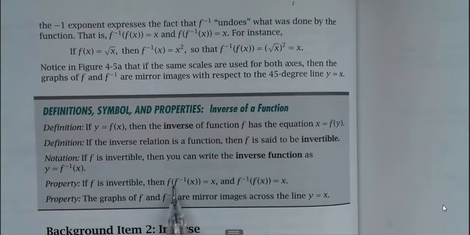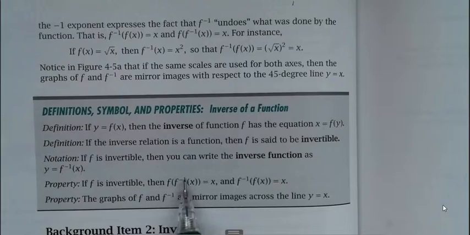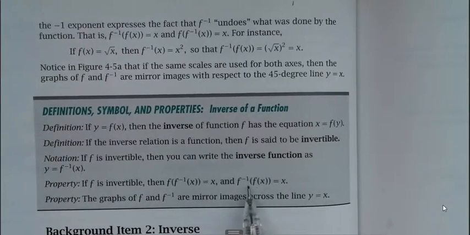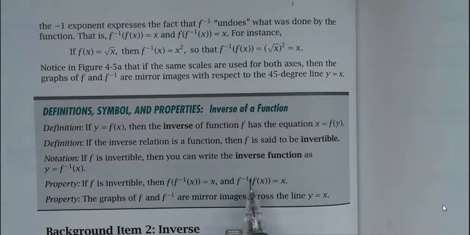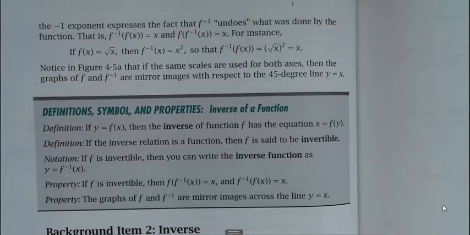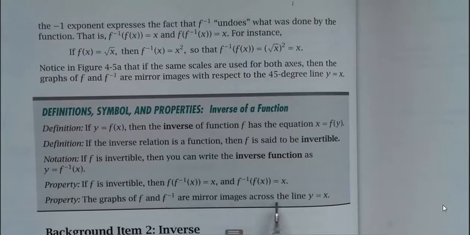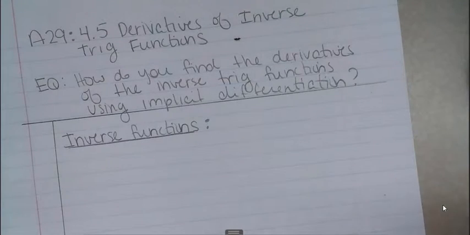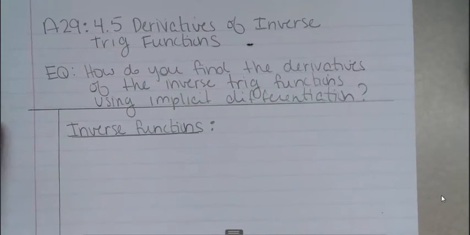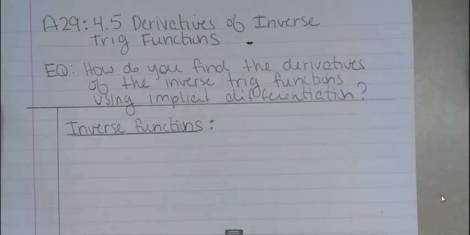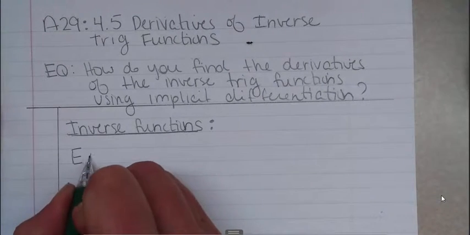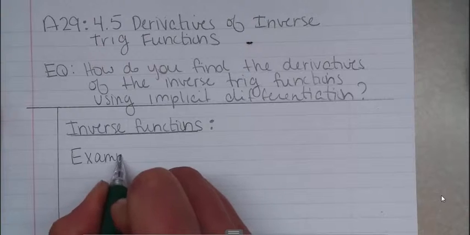And if we take the inverse function and plug it into the original function, we'll get x. The same thing is true if we take our original function and plug it into the inverse function, we'll also get x. That's how you know when two functions are inverses. And of course, the graphs of the function and its inverse are going to be reflected across the line y equals x. Okay, so I'll jot down a couple of those notes for you. So let me do an example here.